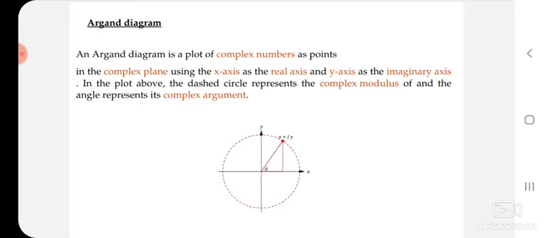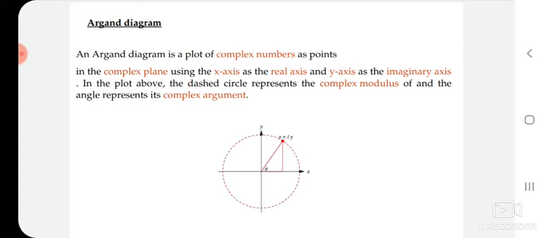In the last lecture, we started with complex numbers. We defined what a complex number is, how we can add two complex numbers, how we can subtract them, and how we can multiply and divide two complex numbers. Today we are going to extend that topic.